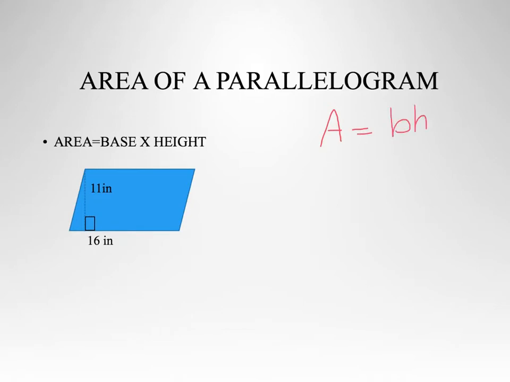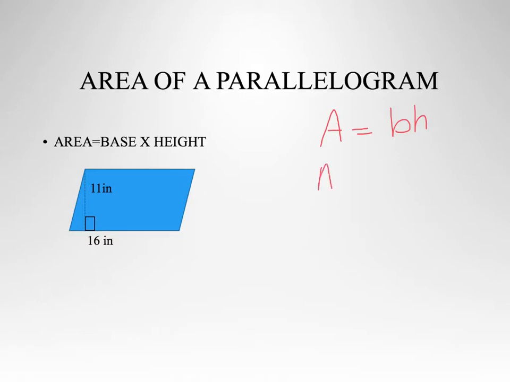And if you look at the parallelogram, if I was to straighten it out, it's going to end up being a rectangle. And anytime you find the area of a rectangle, you just say length times width. So it's basically you're doing the same thing. So all we're going to do is do 11.